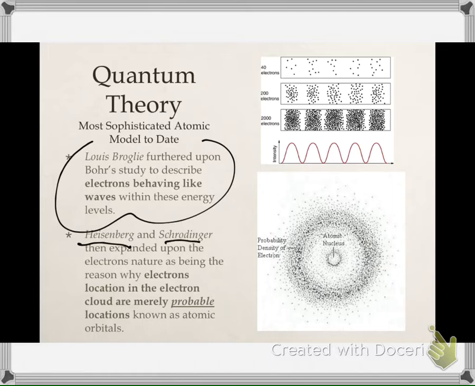And then, of course, Schrödinger, who got credit for actually developing the quantum mechanical model, said that although we know that these electrons have these discrete energies, knowing where they are in that electron cloud within their orbital at a given time cannot be known with certainty, and there can only be probable locations known as atomic orbitals. So we're going to take a look at these orbitals in terms of how they make up an energy level.